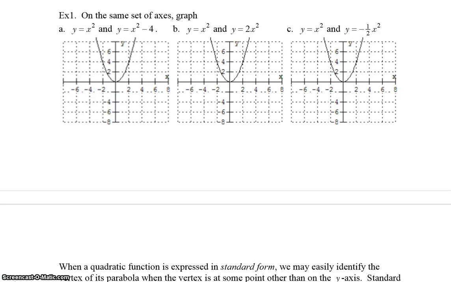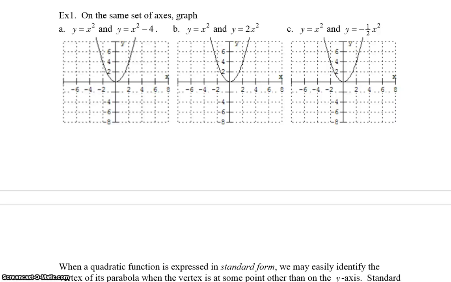Let's look at a few graphs of simple quadratic functions and relate some of the ideas we've just talked about back to the transformation rules we studied in Chapter 2. On the same set of axes, graph, first of all, y equals x squared, which is actually already shown, and y equals x squared minus 4. Well, we should know that y equals x squared minus 4 is a translation of the graph of y equals x squared 4 units down. So this is a vertical translation of the graph of y equals x squared.